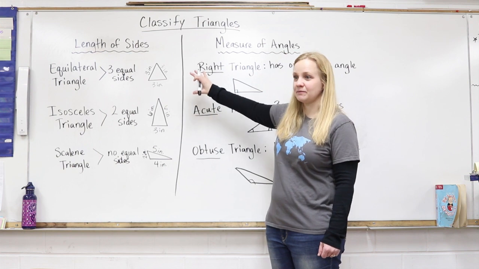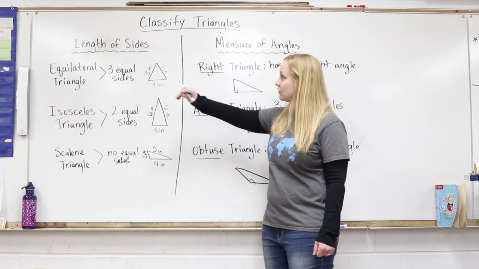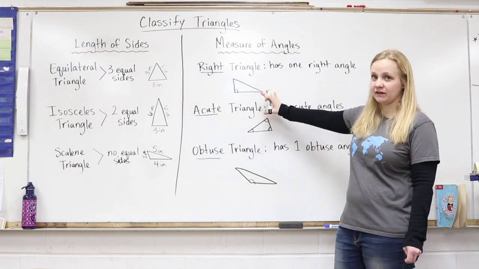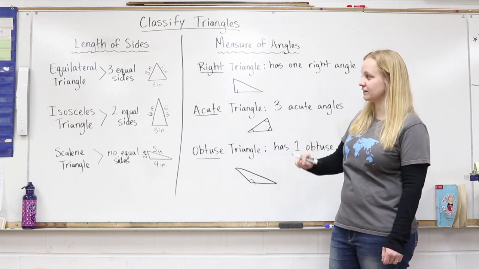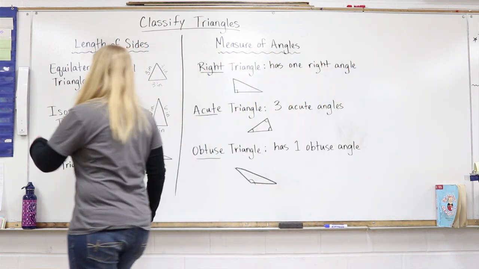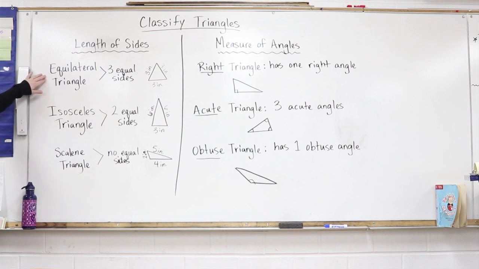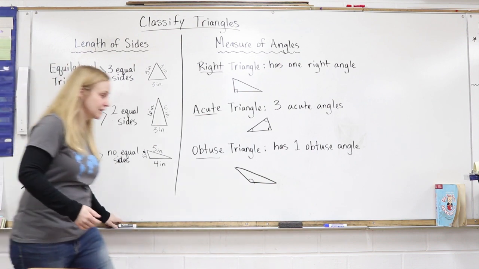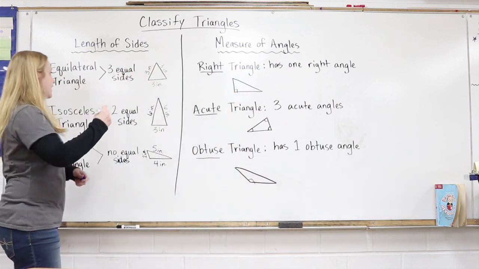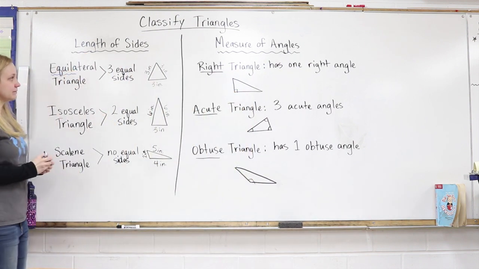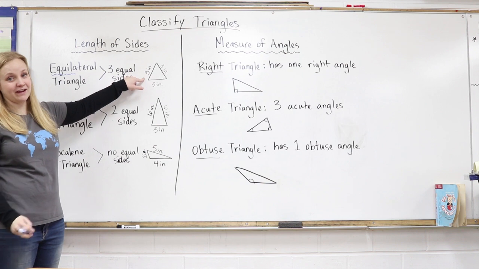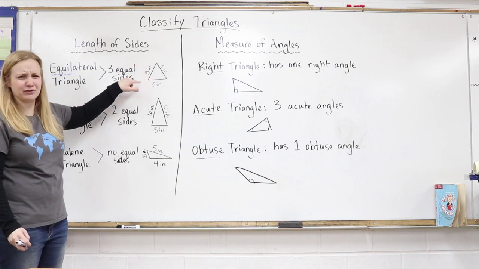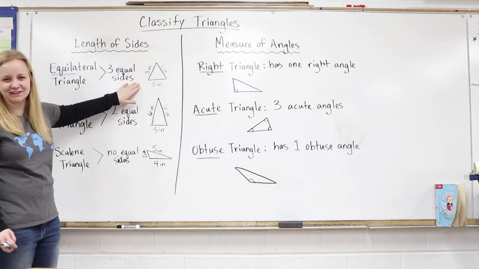Triangles can be classified by either the length of their sides or by the measure of their angles. So we're going to start over here with the length of the sides. 3 different kinds of triangles. An equilateral triangle has 3 equal sides. It even sounds like the word equal, so I'll get a different color. Equilateral has 3 equal sides. Like this triangle here which is maybe 3 inches and 3 inches and 3 inches, but I don't really know because I didn't measure.